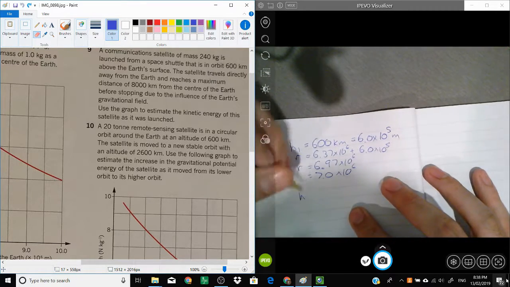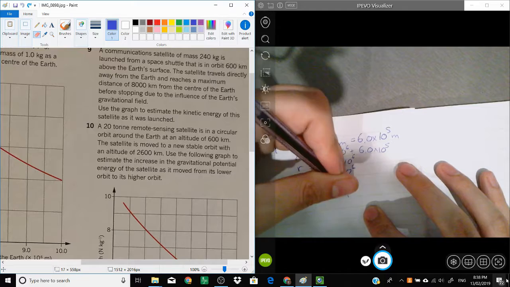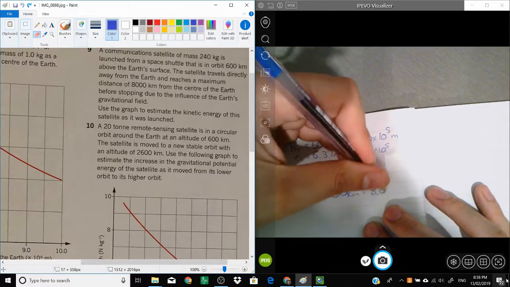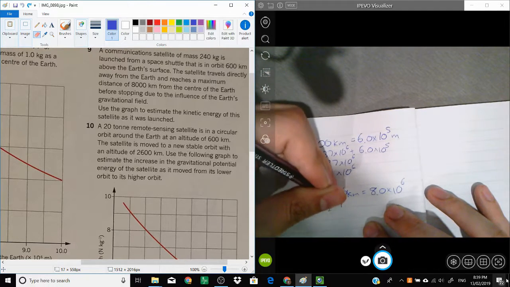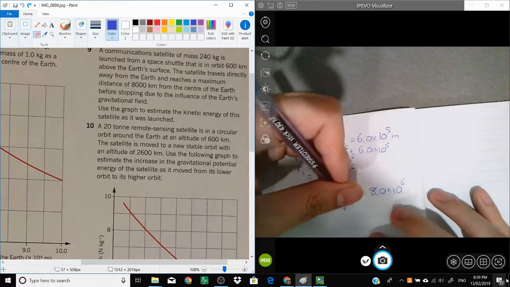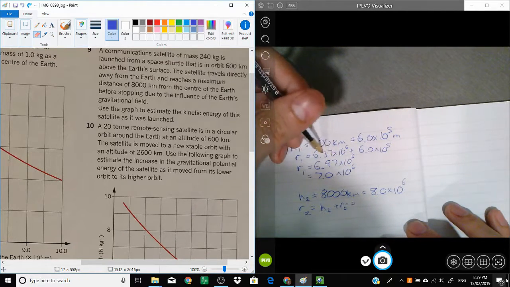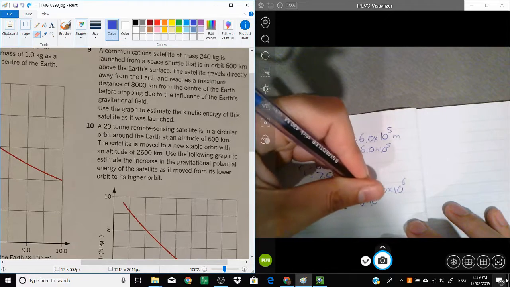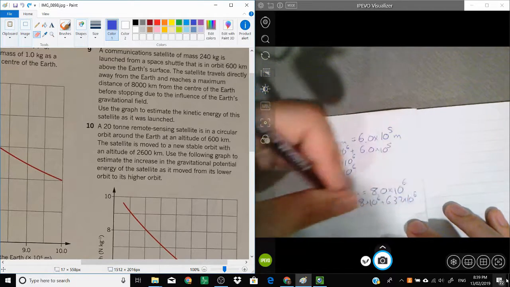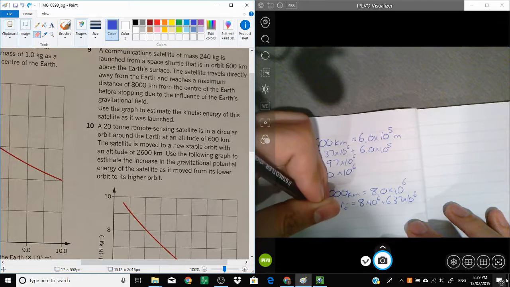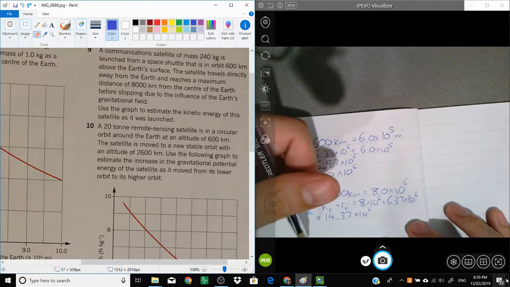Okay, the second height, again, same thing: 8,000 kilometers is equivalent to 8 times 10 to the 6. The radius is height plus the radius of the Earth, which equals 8 times 10 to the 6 plus 6.37 times 10 to the 6, which equals 14.37 times 10 to the 6. What can I actually do with this?